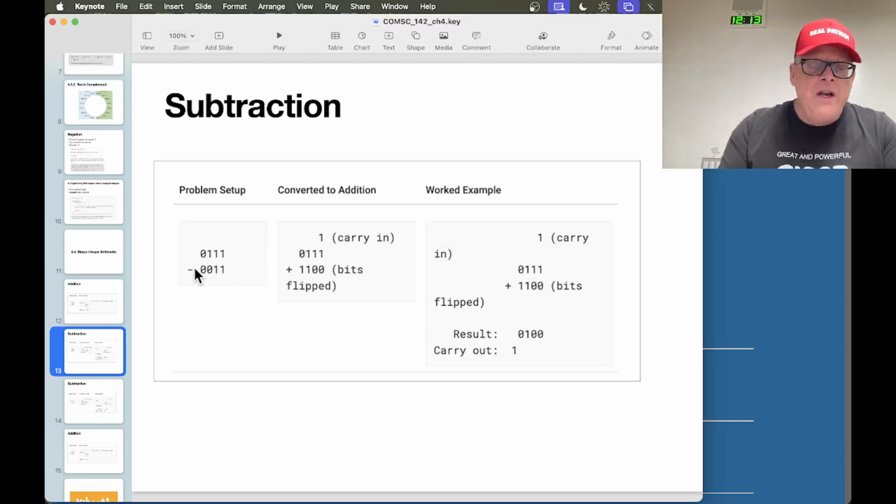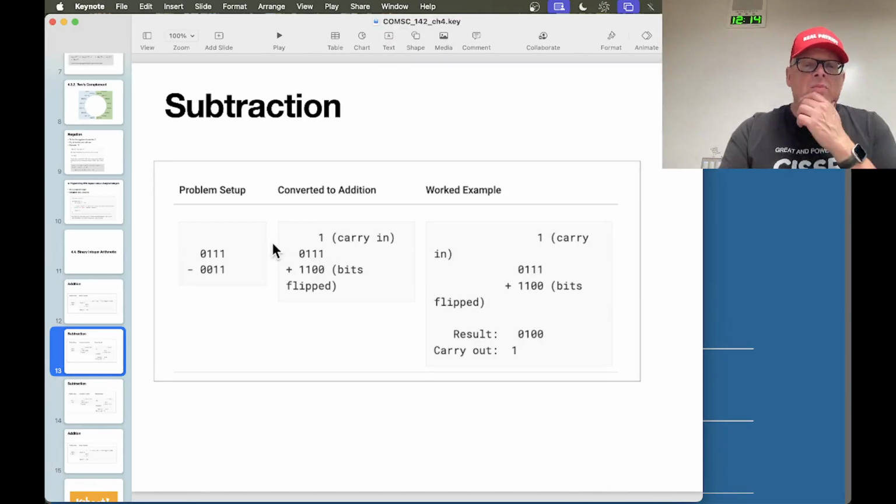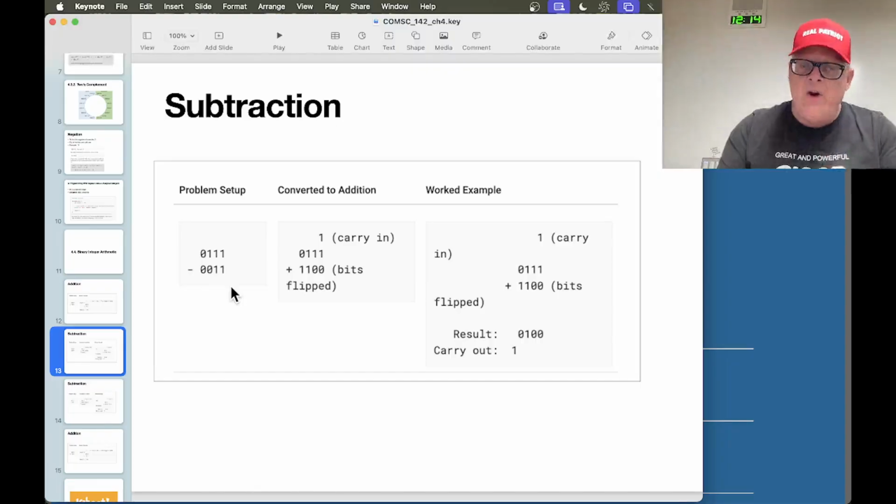And you can do subtraction. So if you have 1, 1, 1 minus 1, 1, that is 7 minus 3. And so you can just subtract them. Right, one way to do it is convert to addition. I would just do it by subtraction. 1 minus 1 is 0, 1 minus 1 is 0, 1 minus 0 is 1. So you'll get 1, 0, 0.